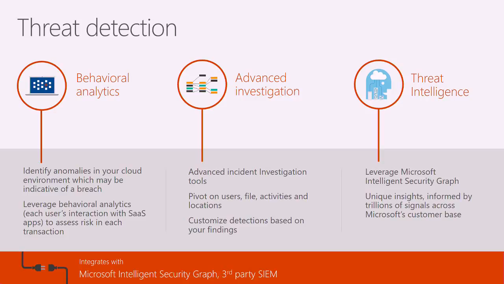We can see how that interaction is for each of the SaaS applications that they use, and assess risk for each transaction to see what we're doing there. And then we have some incident investigation tools that allow us to pivot and find out what's going on with those. And we can customize our policies based on those findings that we see. And then we get that unique insight into what's there.